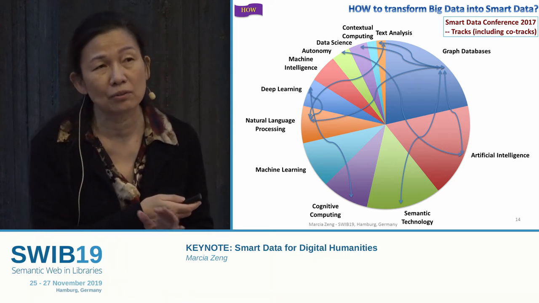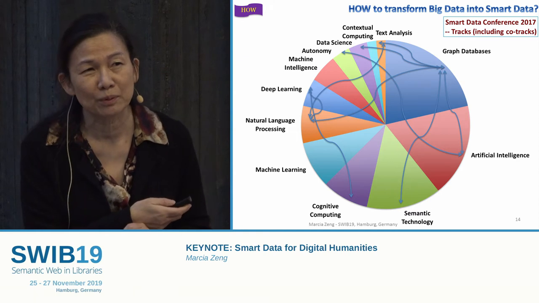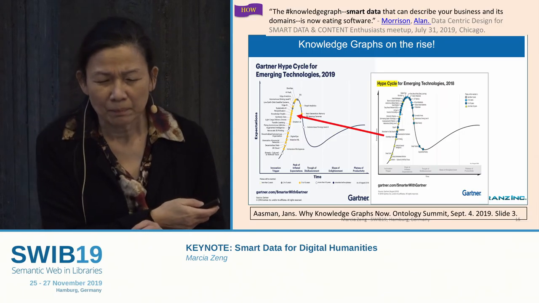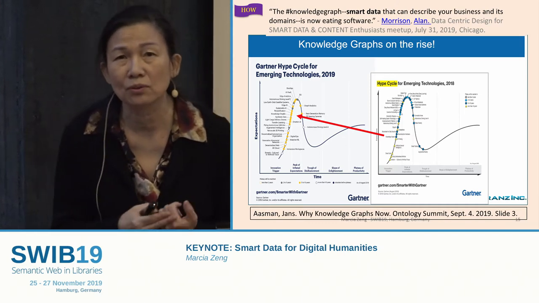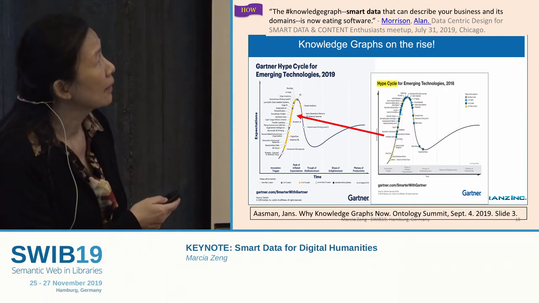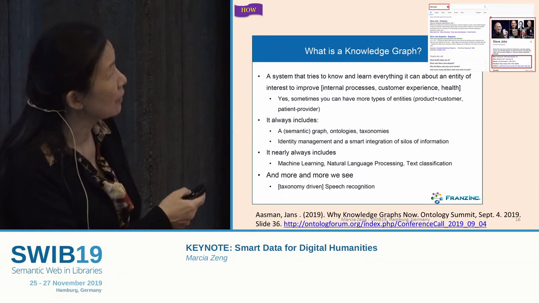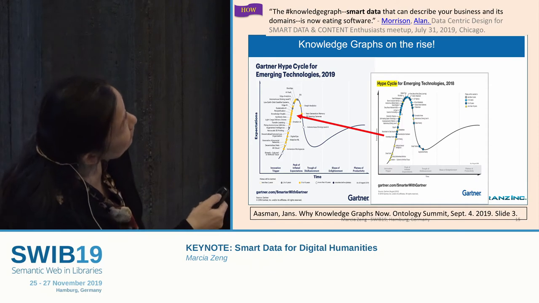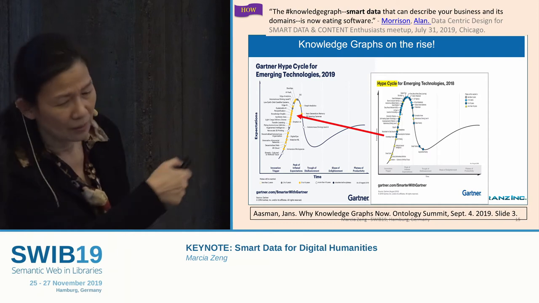And this is not targeted to library information science. It's not targeted to academia. It's targeted to the people who do business, who are in the enterprise. And most recently, this year, the Ontology Summit theme is called Knowledge Graph. So knowledge graphs are on the rise. The knowledge graph in the previous year would be somewhere here, and now it's going to the top.